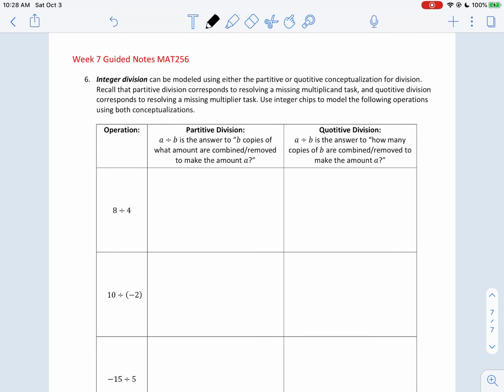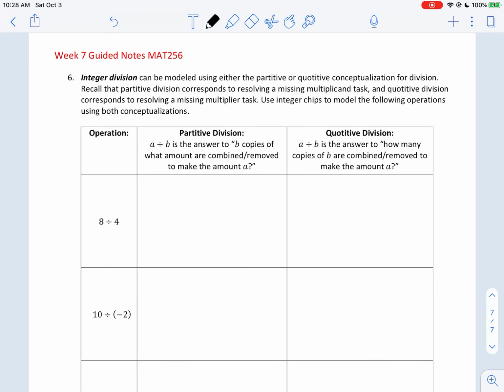Okay, this is our last slide for today. It's integer division. We have partitive and quotative meanings for division that we talked about in the last unit. And we're going to use those meanings to help do some division.